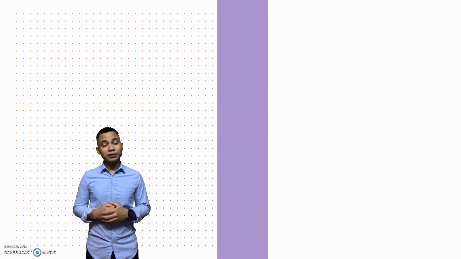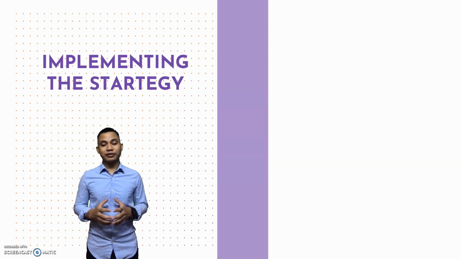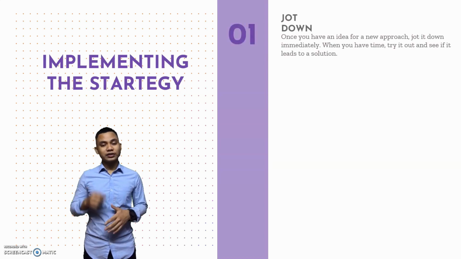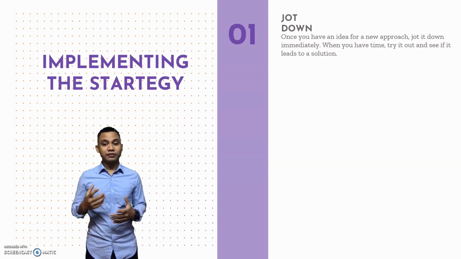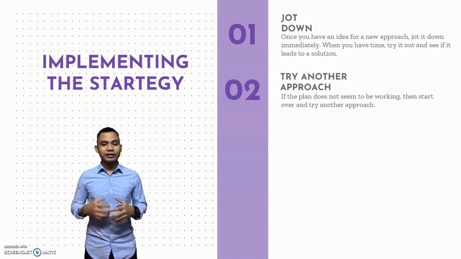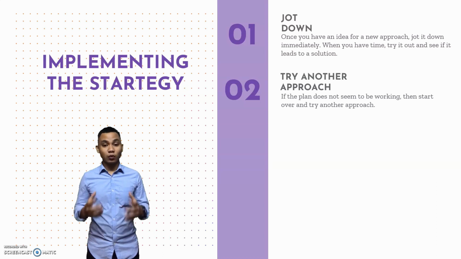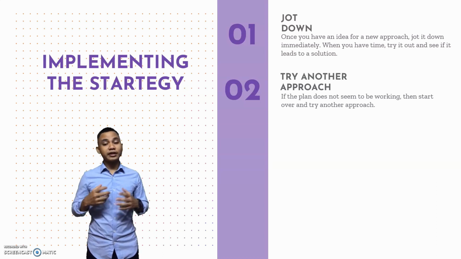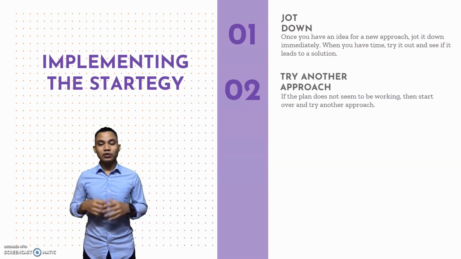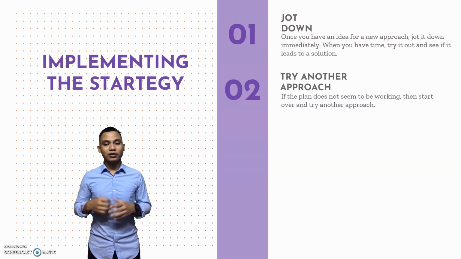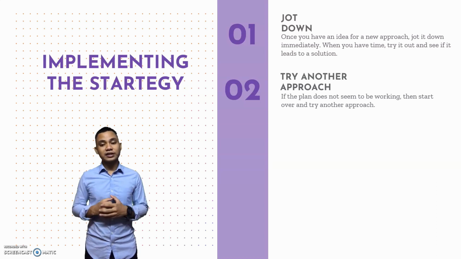So next is implementing the plan. Once you have an idea for a new approach, jot it down immediately. When you have time, try it out and see if it leads to a solution. If the plan does not seem to be working, then start over and try another approach. Often the first approach does not work. Do not worry, just because an approach does not work, it does not mean you did it wrongly. You actually accomplished something. Knowing a way does not work is part of the process of elimination.